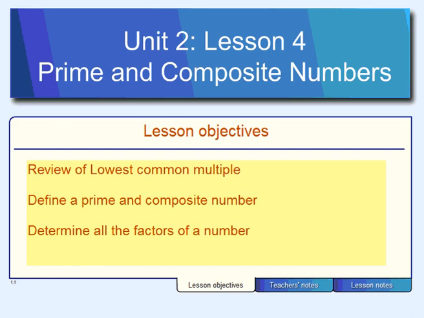Today we're looking at prime and composite numbers. We're going to do a quick review of finding the lowest common multiple. We're also going to define what a prime and composite number is, and we're going to determine all of the factors of a number. Let's get started.